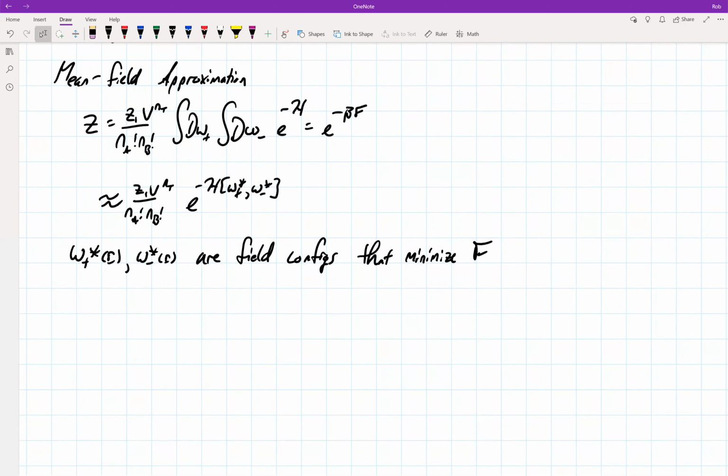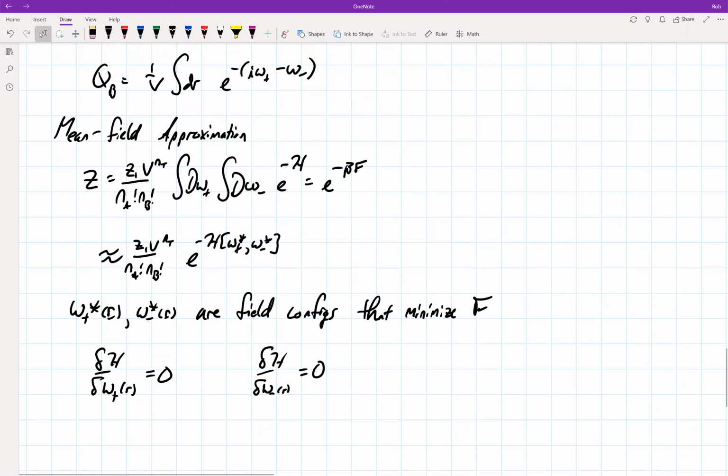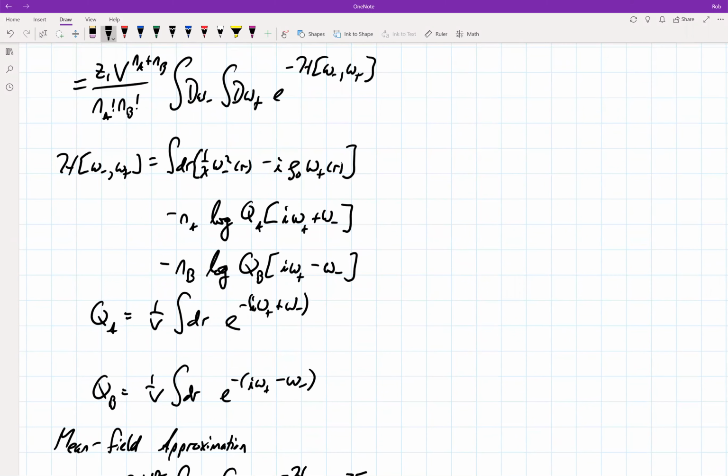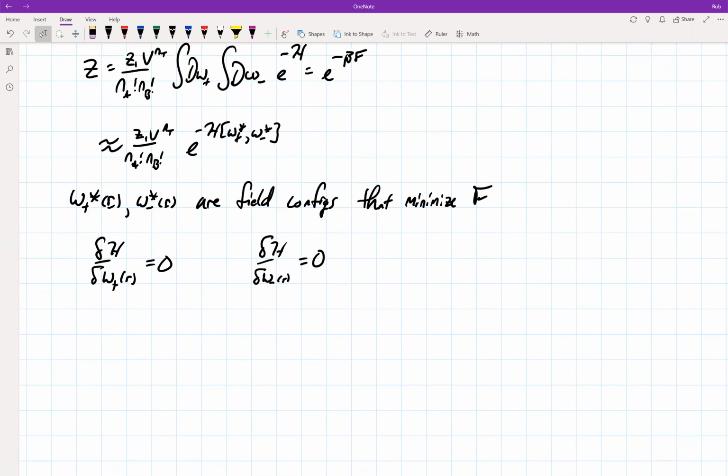configurations. So the way that we do this is we want to calculate W plus of R equals 0, and we want to calculate W minus of R equals 0. And generally speaking, if we were to take the functional derivative of our Hamiltonian, we're going to get something with spatially varying quantities coming out of it. We'll work through the analysis of that momentarily. And generally speaking, the solution can have some sort of spatial variation to it.